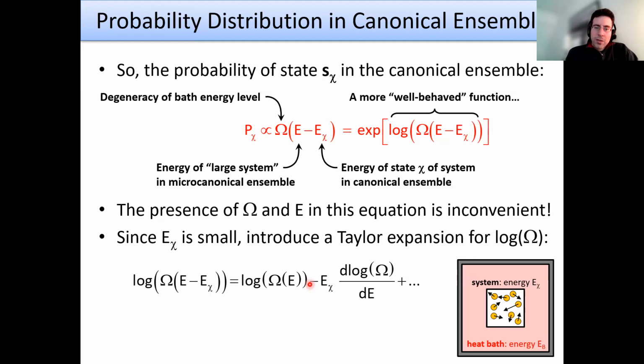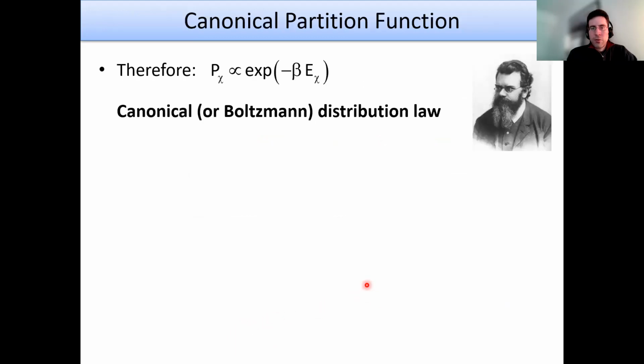Now, if you think about it, what we care about is the E chi, right? So we want, in the end, to find an expression that tells us the probability of visiting that state is equal to some function of E chi. So this thing is effectively a constant. And this thing here, we already know from the equations that we discussed in the microcanonical ensemble. This is clearly equal to the inverse temperature. So then we end up with an equation that looks like this.